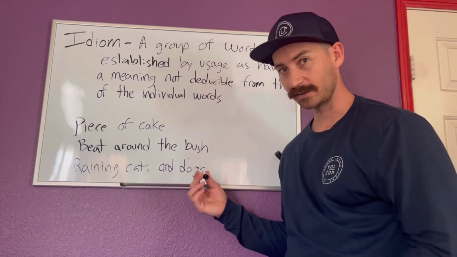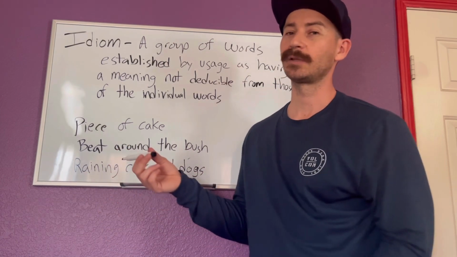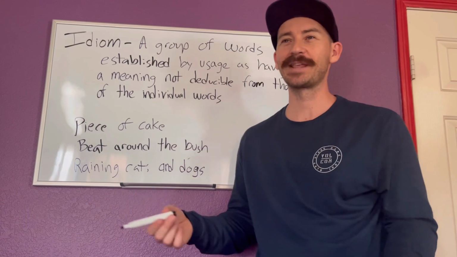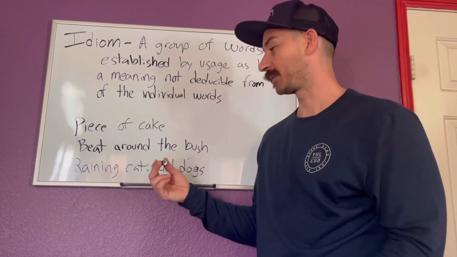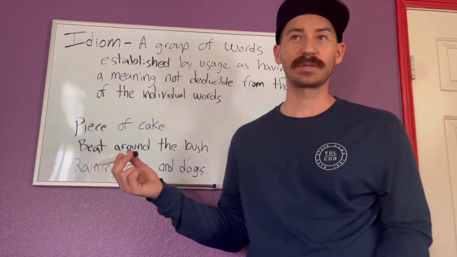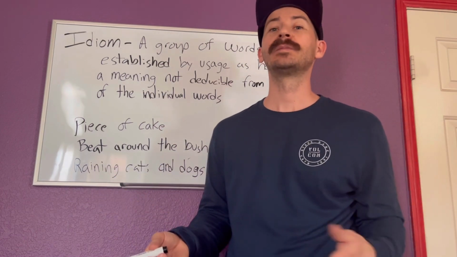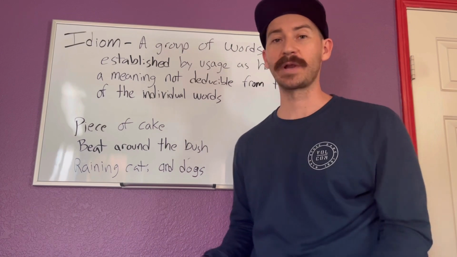Similarly, raining cats and dogs. Obviously, it rains water. There's never any cats or dogs falling from the sky, but it's a very common application. It's a very common idiom. It's raining hard outside. We'll say, oh my gosh, I'm not going outside. It's raining cats and dogs.